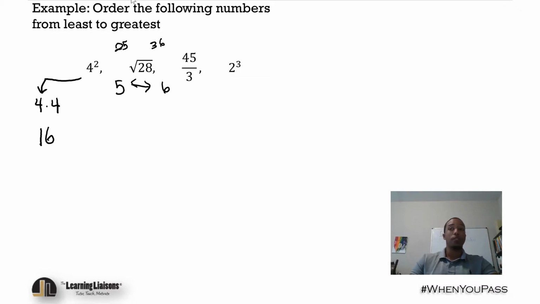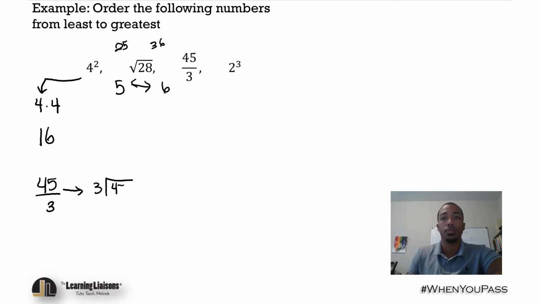Now the 45 over 3. Well, that's 45 divided by 3. In case you didn't know this, that's actually 15. And if you didn't know it, that's fine. You can go ahead and perform some long division really quick. So right over here, you can just go 3 into 45.